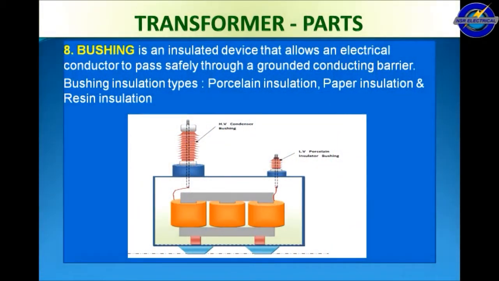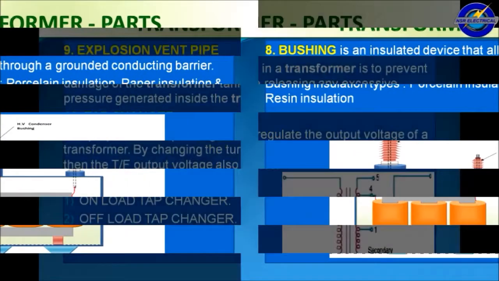Eighth one is the bushing. A bushing is an insulated device that allows an electrical conductor to pass safely through a grounded conducting barrier. Bushing insulation types: porcelain insulation, paper insulation, resin insulation.